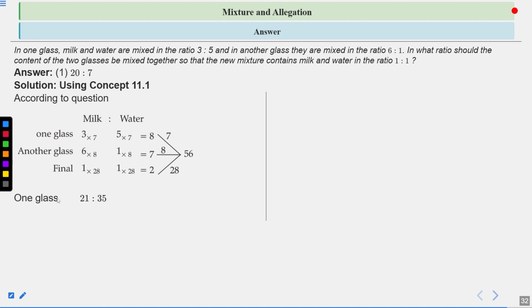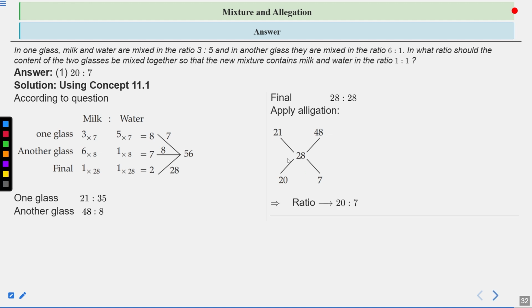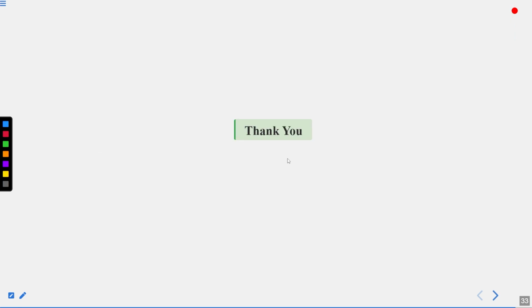So in the first glass we get 21:35. In the second glass we get 48:8. In the final mixture we need to get 28:28. Applying the alligation formula with 21, 48 and the required 28, we get the ratio 20:7. So the correct ratio for our question is 20:7. The first one is the correct answer of this question. Next one. Thank you.